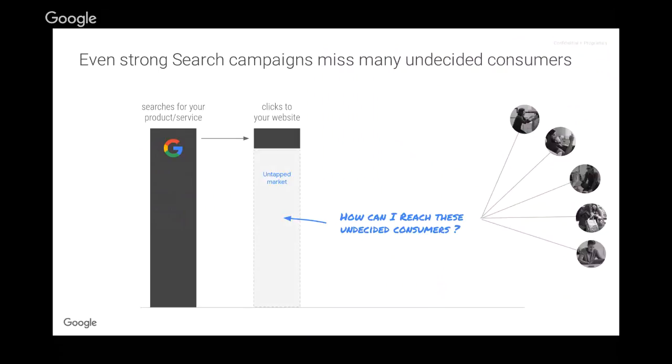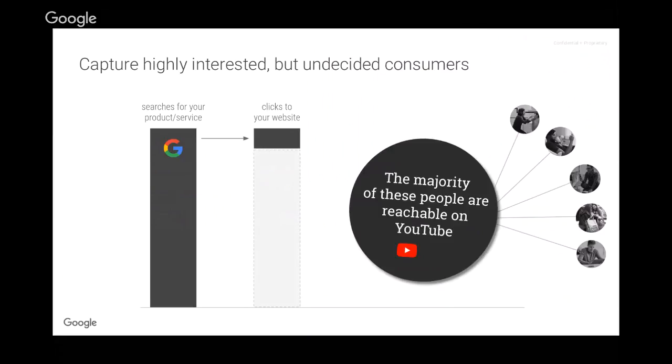And linking back to what I mentioned before, even the strongest search campaign, which absolutely needs to be in place to make sure you capture the consumers close to purchase, may miss all those undecided consumers. So this is just an example of how you can look at this. We have a bunch of people searching for your kind of products and services. A few of them will click to your website, but we still have a huge untapped market. And those are the people you can reach on YouTube, as the majority of the people in search are also on YouTube.